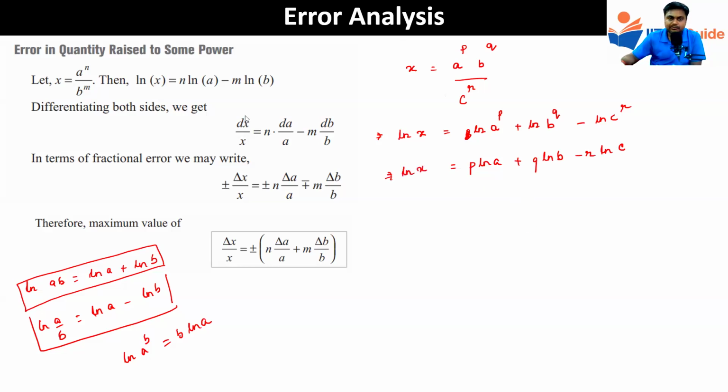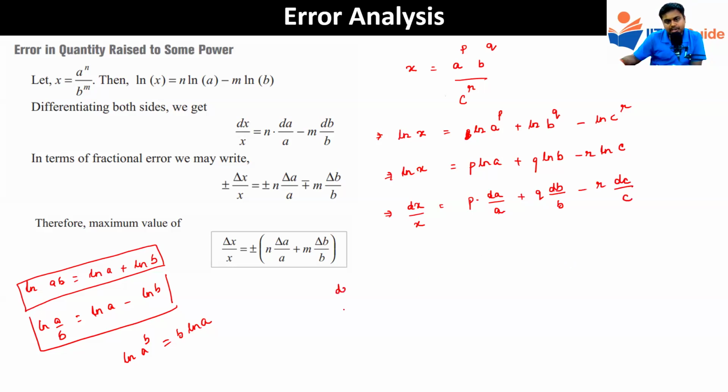Is it clear till now? Please let me know. If yes, please raise your hand. I have just simply taken ln on both the sides. Now we differentiate on both the sides. So this becomes dx upon x is equal to p into dA upon A plus q dB upon B minus r dC upon C.